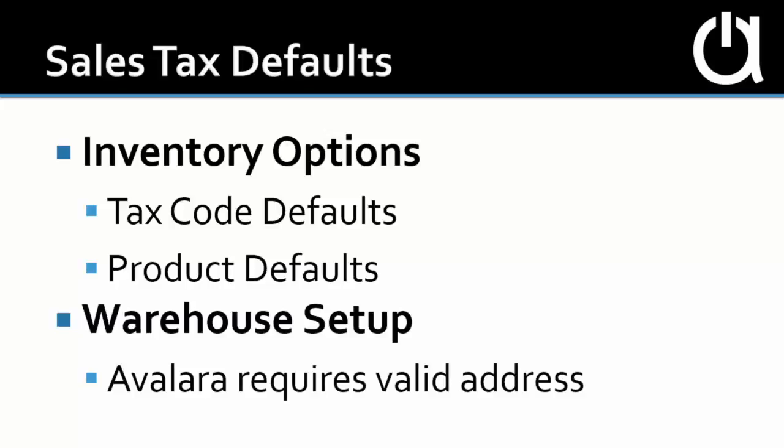When utilizing Avalara, the warehouse setup will need to include a valid address. This gives Avalara the necessary information to know where the products are shipping from, mixed with where they are shipping to, to gather the proper tax rate for the order. So we need to make sure that it is an actual physical address and a valid address as well, because that'll be the origin.